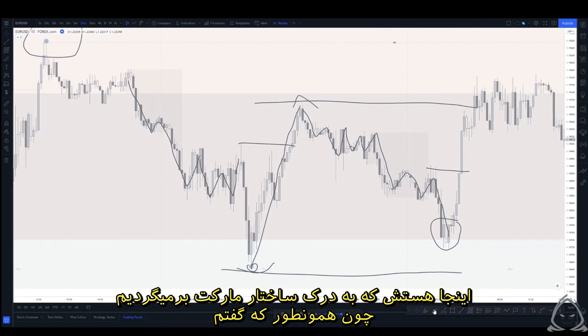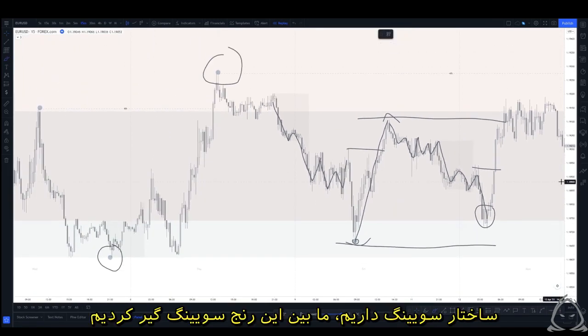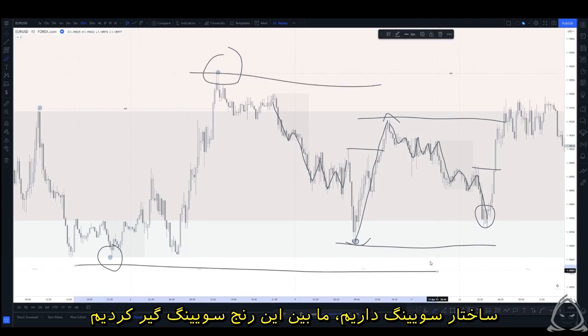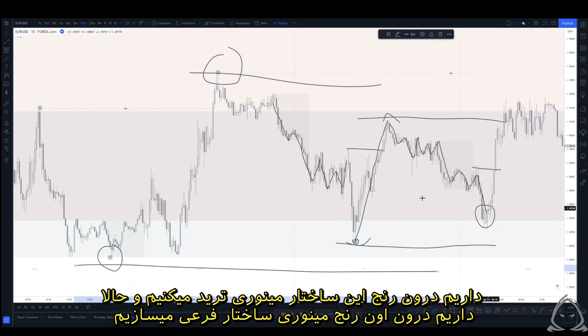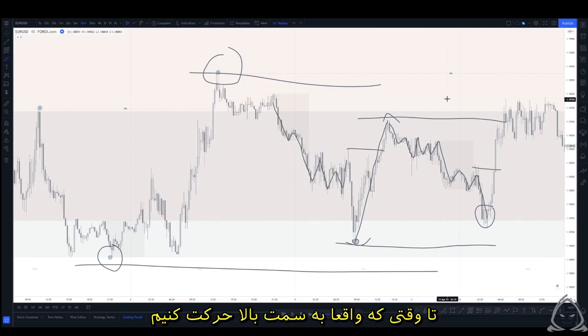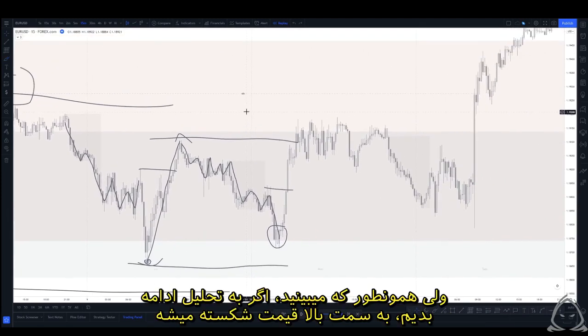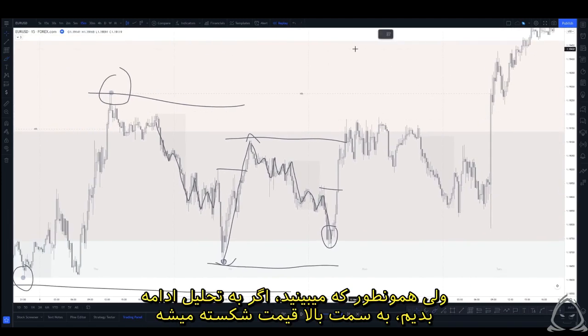And this is where it gets a little bit market structure inception, because like I said, we have swing structure. We're between this swing range. We've now created minor structure. We're operating between this minor structure range, and we're now creating substructure within that minor range until we actually move to the upside. But as we can see, if we just continue moving on, we break to the upside.